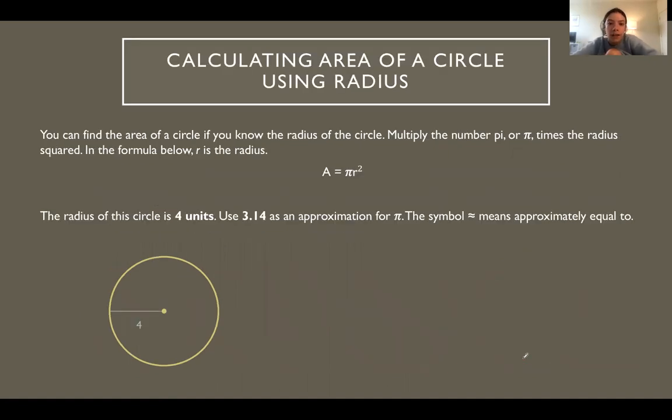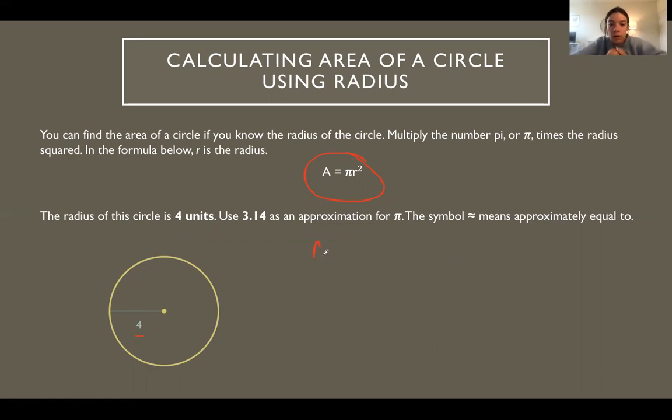So first we're going to calculate area of a circle using radius. So when we use radius, we're just going to multiply pi times the radius squared, and r equals radius. So this is the equation we would use. So the radius of this circle is 4 units. So we're going to use 3.14 as an approximation for pi, or you can just write pi. For these examples, we're going to keep our answers in terms of pi.